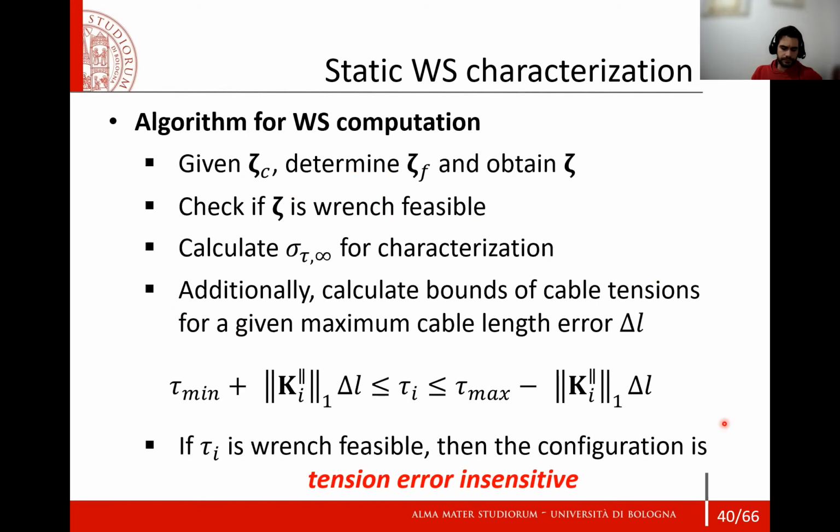Then, by using this tension variation concept, we also proposed a new workspace definition, which we call the tension error insensitive workspace, where cable tension maximum and minimum bounds were recomputed at each pose, depending on the expected maximum tension variation for each cable, thus restricting basically the range feasibility criteria, accounting for possible cable errors.